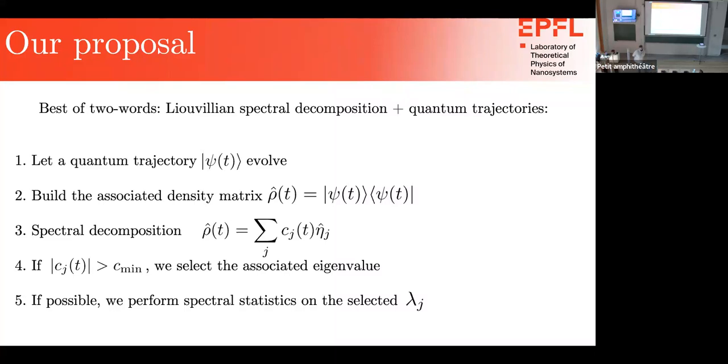Then this would be an entanglement phase transition. This would be much more related to entanglement. Yeah, these C are the trace of rho times the left eigenvectors, the eigenoperators of the Liouvillean.